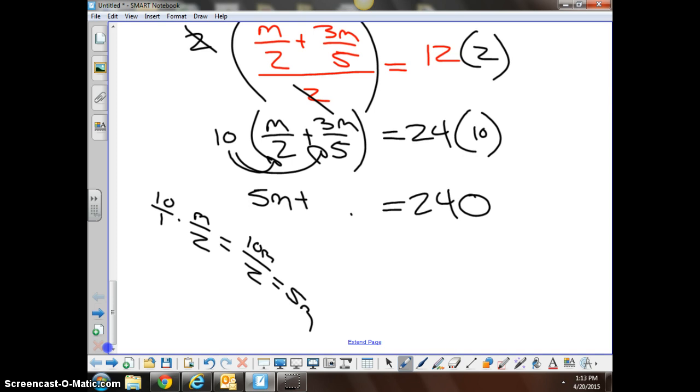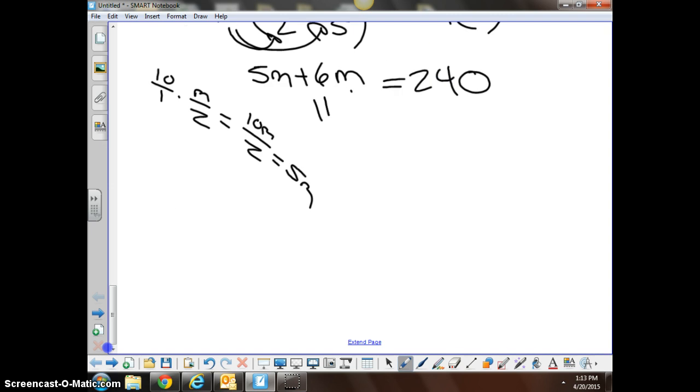10 times 3m over 5. What is it, Michael? 30m over 5. 30m over 5, which is how many m's? 6m. So now we've got 5m plus 6m equals 240. What's next, everybody? Combine like terms. So now we've got 11m equals 240. What's next? Divide by 11. What's 240 divided by 11?